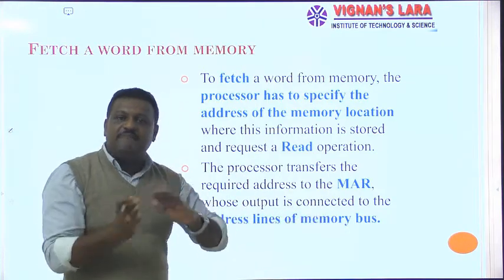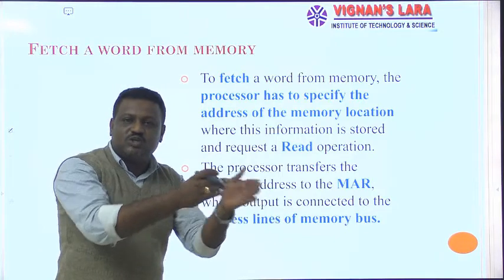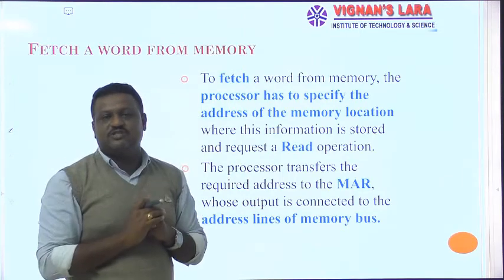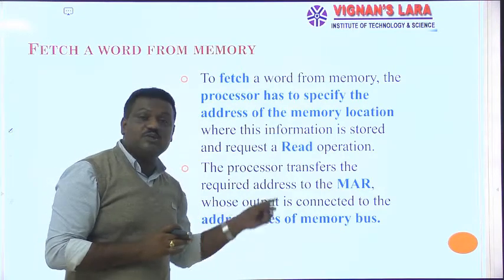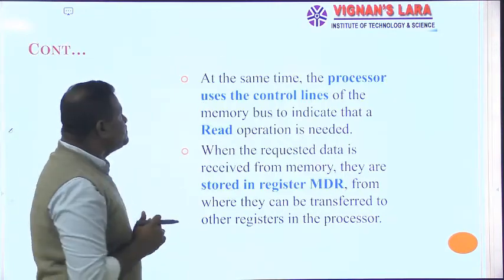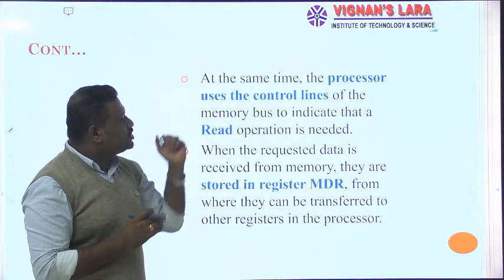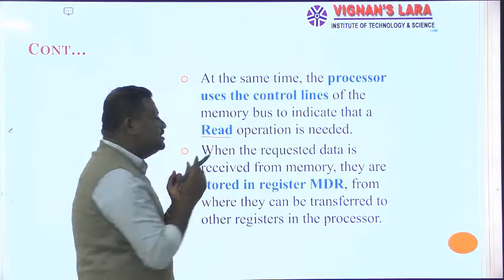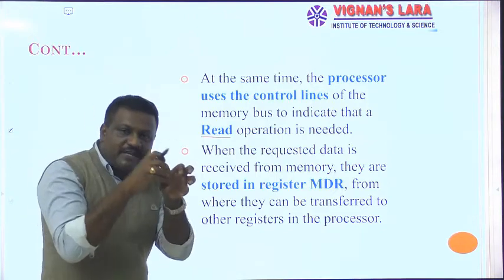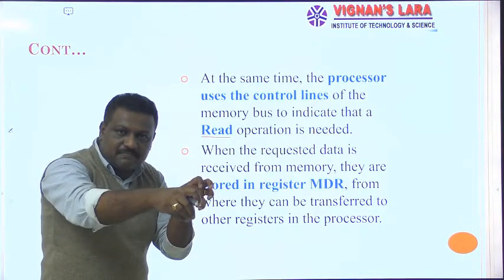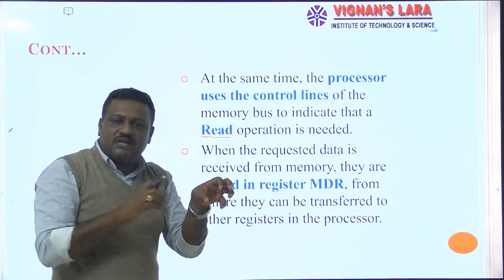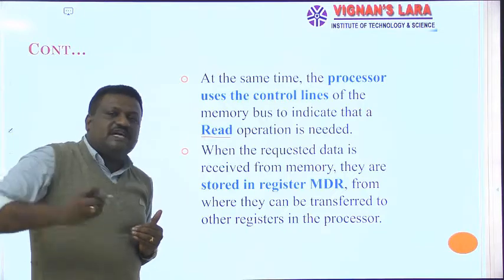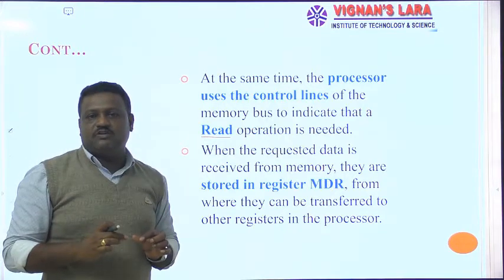Why? Because this MAR is directly connected to the address bus, so it will simply place whatever address the CPU generates on my address bus. So that is the meaning of this particular point. At the same time, the processor uses the control lines of the memory bus to indicate that a read operation is needed. Once we place the MAR address on my address bus, at the same time my CPU will generate a read control signal. The read control signal the CPU transfers to the memory with the help of the control bus.